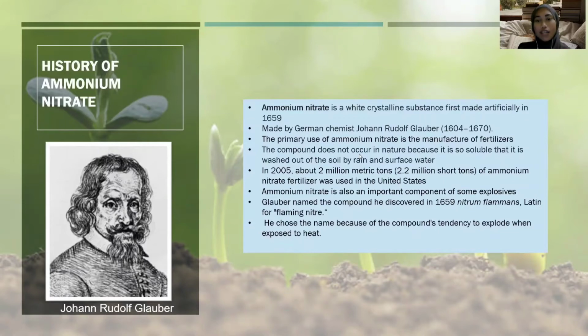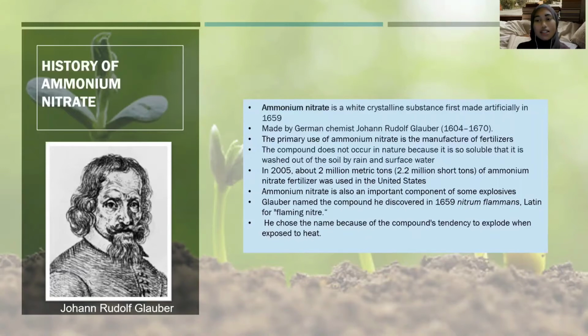The compound does not occur in nature because it is so soluble that it is washed out of the soil by rain and surface water. Meanwhile, in 2005, about 2 million metric tons of ammonium nitrate fertilizer was used in the United States. It is also an important component of some explosives. As you saw in the news, in Beirut, Lebanon, there was a big explosion caused by ammonium nitrate. And Goldberg named the compound he discovered in 1659.